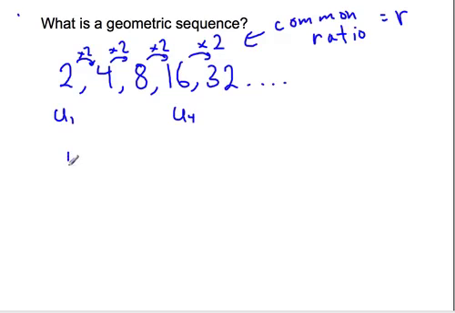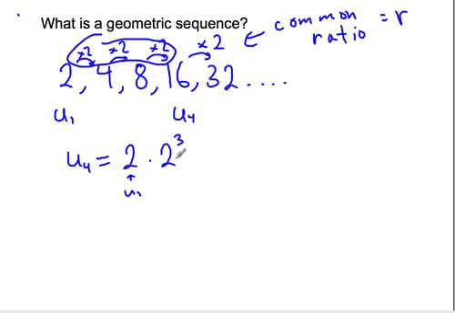So let's look at how we get u sub 4 if we just know u sub 1 and the common ratio. So how did we get from 2 to 16? Well, we multiplied by 2 3 times. So we did 2, which is the first term, then we multiplied by 2 3 times. So that's 2 to the power of 3. And this 2 comes from R, the common ratio.